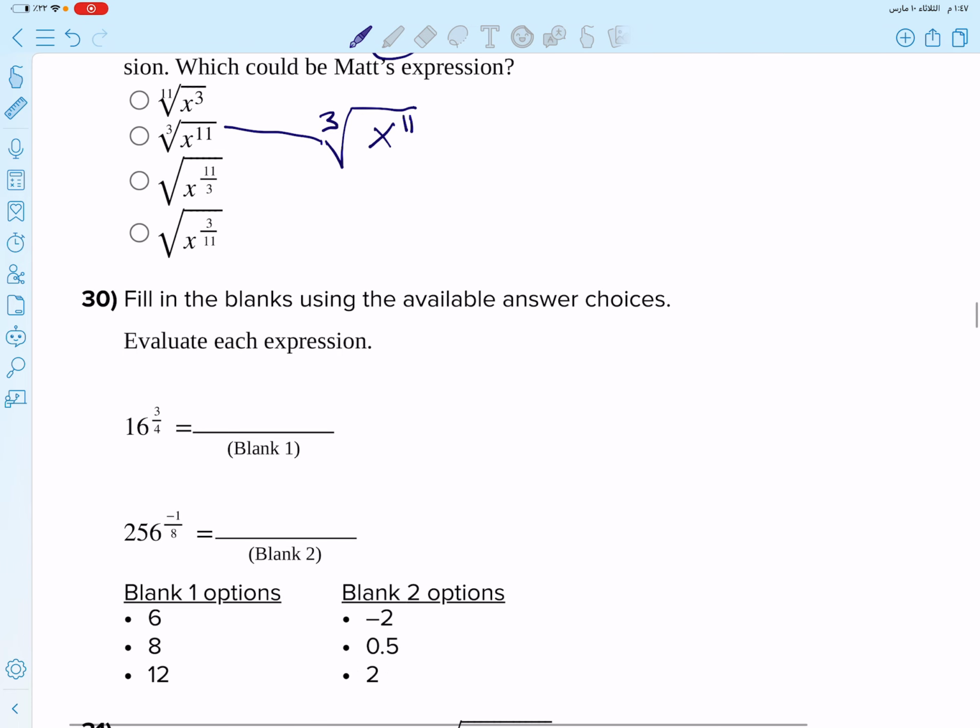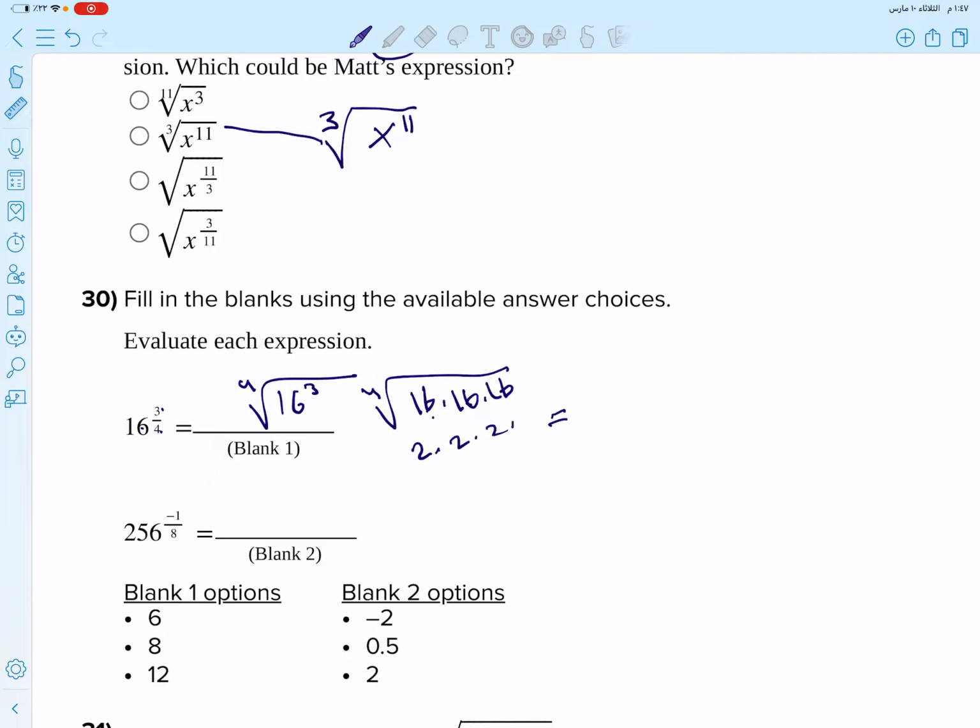Okay, about this question, look, 16, 3, and 4. Look, it's 16 radical of 4 to power 3. So 16 to power 3 over 4. The square root of 16, and not square root, sorry, the fourth root of 16 is 2, so 2 times 2 times 2, so equals 8. Yes.